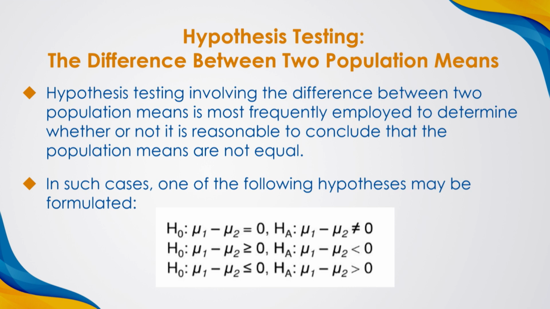The second one, H0: mu1 minus mu2 greater than or equal to 0. Then alternative hypothesis is HA: mu1 minus mu2 less than 0. And third one, H0: mu1 minus mu2 less than or equal to 0, and the alternative hypothesis is HA: mu1 minus mu2 greater than 0.